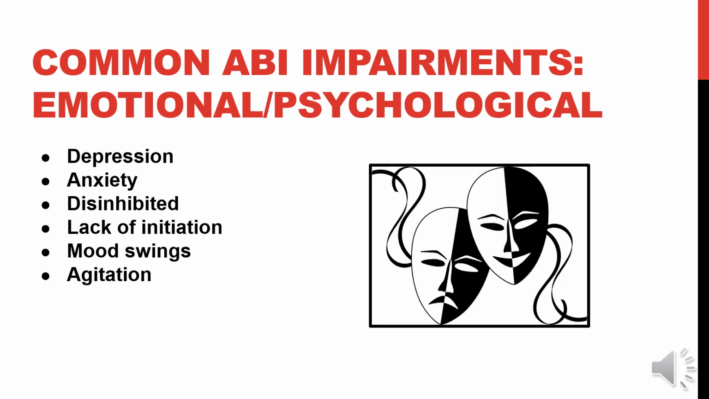Finally, we must also consider emotional and psychological impairments, which could include depression, anxiety, disinhibition, lack of initiation, mood swings, agitation, and impulsivity. All of the physical, cognitive, and emotional factors can affect a client's functional mobility, safe transfers, and their risk for a fall. These factors should be considered in supporting each individual client. The more we know, the better we can plan to successfully support the client, while keeping the client's right to respect, dignity, and choice in mind.